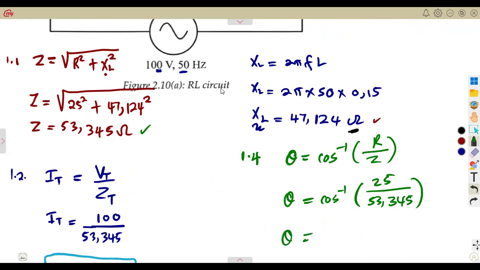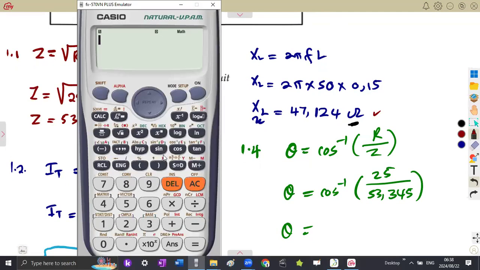And guys, make sure you use your calculator properly. Arc cos, that is shift cos. Remember that from your mathematics. So that is just going to be like this. Let me just quickly have it here. So it's going to be shift, press the shift cos. So that is arc cos 25 over 53.345, like this. All right.